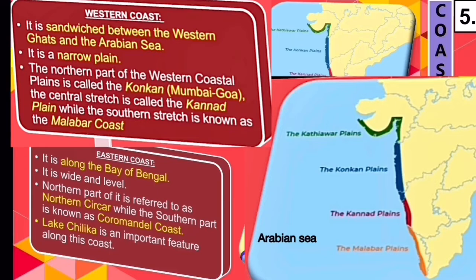The northern part of the western coastal plain, that is the region between Mumbai and Goa, is known as the Konkan coast. The central stretch around the state of Karnataka is known as the Kannada plains, and the southern stretch around Kerala is known as the Malabar coast.